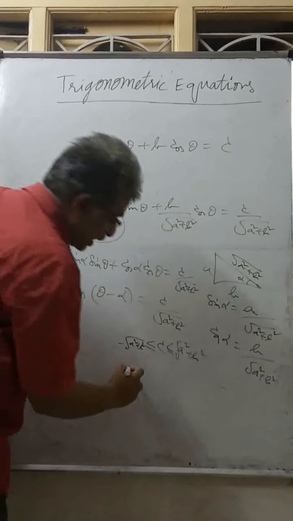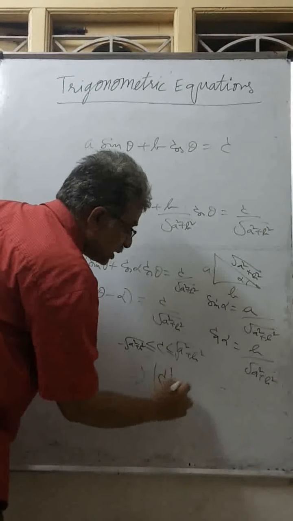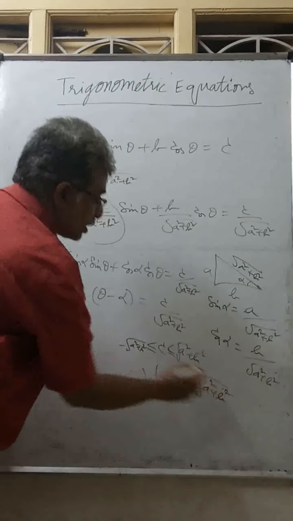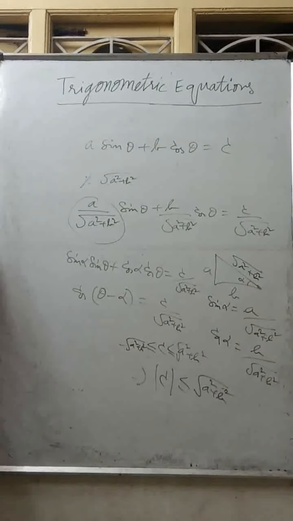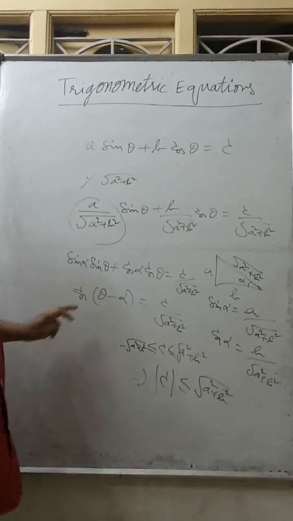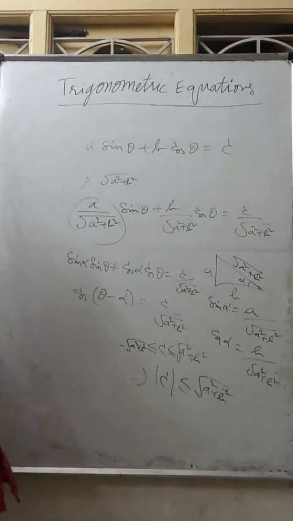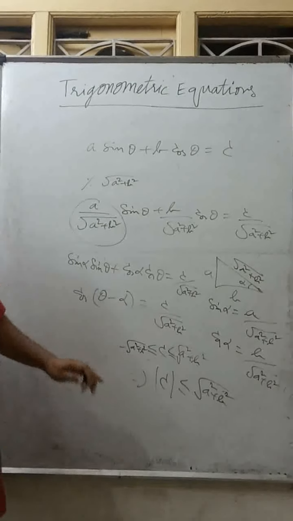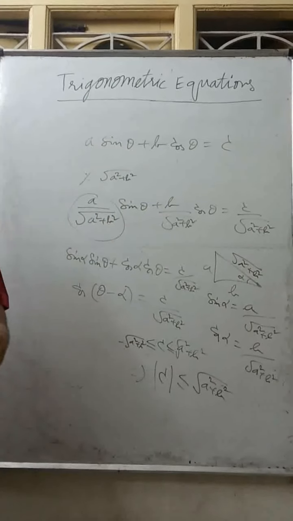So that's why this c always lies between this. So I can write this like this also: mod c is less than or equal to root of a square plus b square, instead of writing this and this. So anyhow, this is some theta value. Cos goes to that side, we will get some value. So theta minus alpha equal to cos inverse of that value. Then the general solution we will write. So this is another way of solving an equation of this type.